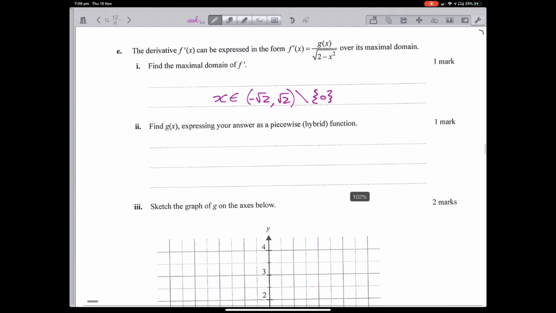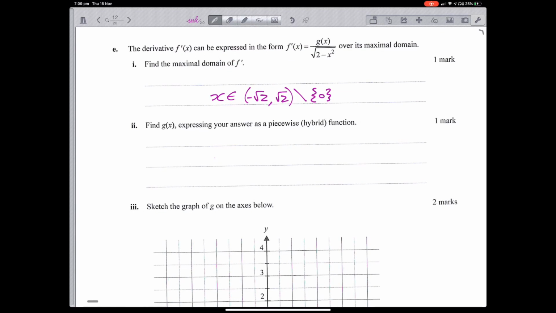Find g of x, expressing your answer as a piecewise function. Okay, so g of x is, well, we know the top is 4 for x where 0 is less than x, which is less than root 2. And then we know that it's negative 4 for negative root 2 less than x, which is less than 0.